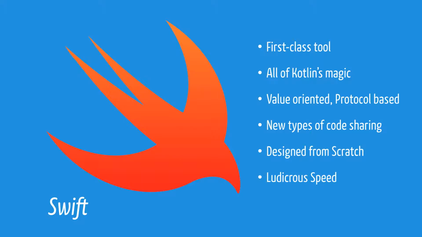This is Apple's language going forward. It's got all the modern features of a language like Kotlin. We hear about Kotlin. And it's got quite a bit more. It's explicitly designed for what's called value-oriented programming. And it's explicitly designed to help you share code in new ways using protocols. It is a purpose-built language just for developing apps, and it has predictable and incredibly fast performance.